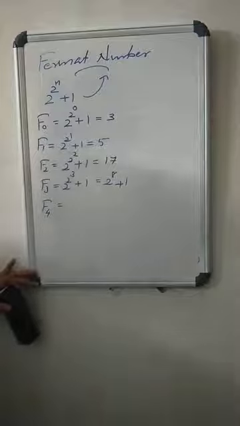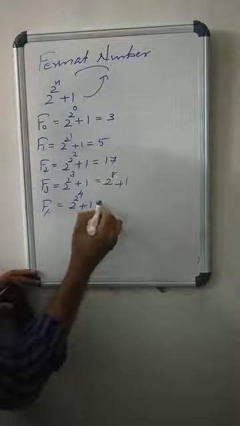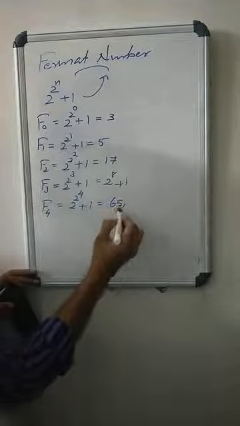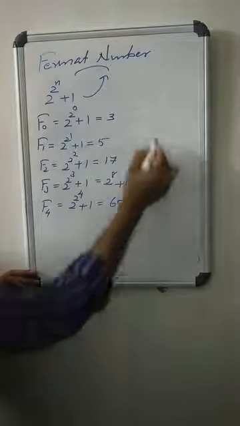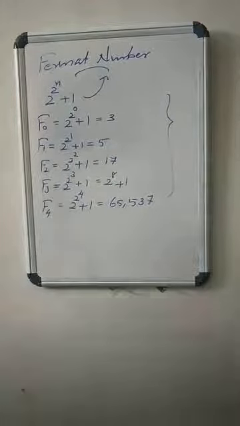F4 is 2 power 4 plus 1. What is 2 power 4 plus 1? It is 65,537. So consider all of these numbers. All of these numbers are primes.